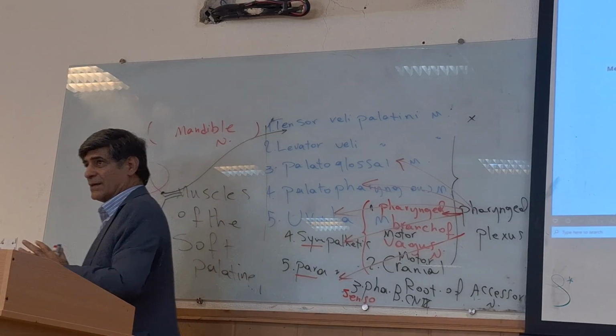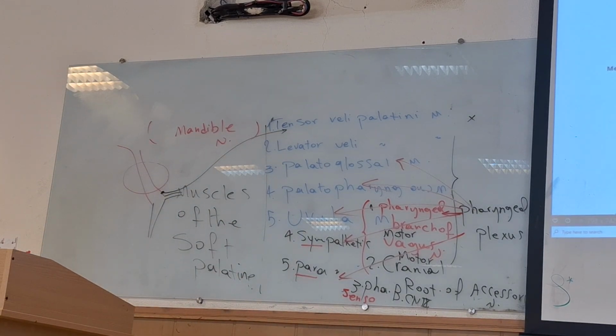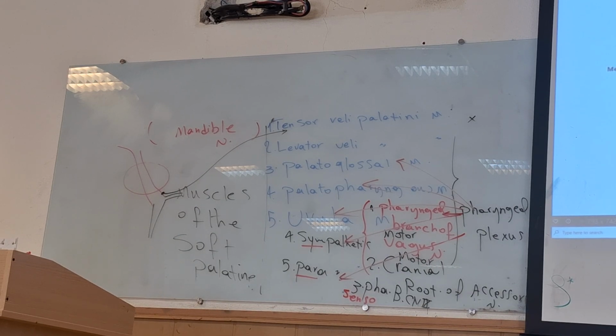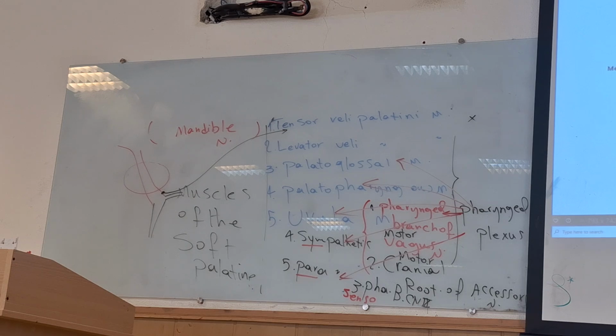Did you understand? All of the muscles are innervated from the pharyngeal plexus. The pharyngeal plexus is formed from the pharyngeal branch of the vagus, the cranial root of the accessory, the pharyngeal branch of CN9, and sympathetic and parasympathetic fibers. This is the nerve supply of the soft palate, except the tensor veli palatini, which is supplied by the mandibular nerve of the trigeminal.